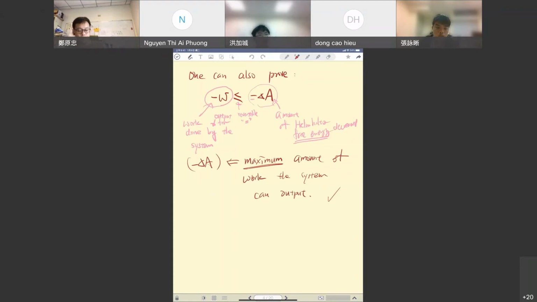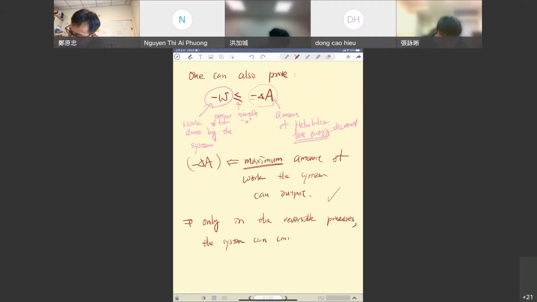So a reversible process allows the system to output the most work. Only in a reversible process can the system convert all the free energy into work. Write it down. Only in the reversible process, the system can convert all minus delta A into work. I'll keep the minus sign over there to emphasize that this is work done by the system, not on the system. Okay? Is that okay?